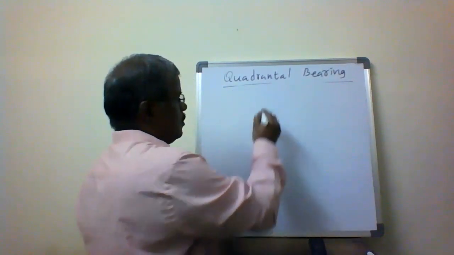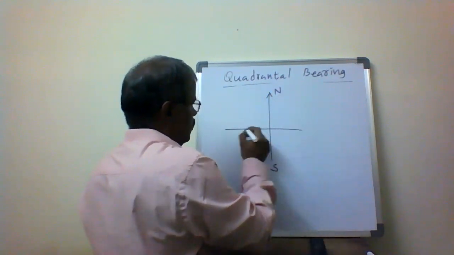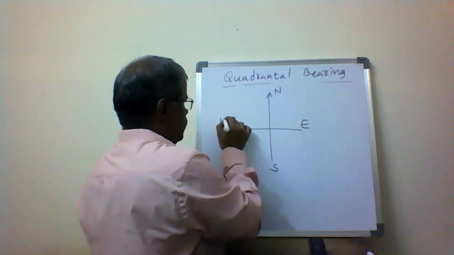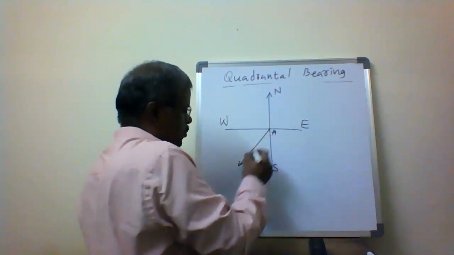Next one is north, south, east, west. My line is A to C.